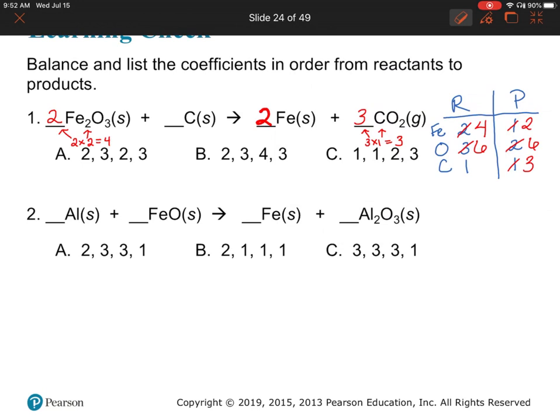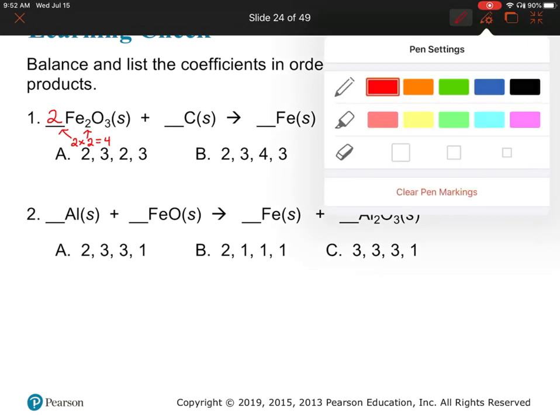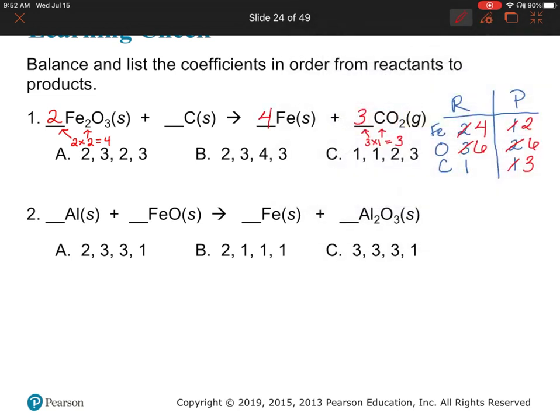So luckily, iron is by itself in the products. So let's just multiply that by 4. That will balance out iron. Okay, that was easy. But now what about carbon? Luckily, carbon is by itself in the reactants, and we need 3 on both sides. So we can just multiply that by 3, and everything should be balanced.